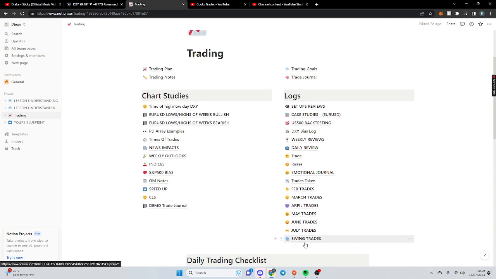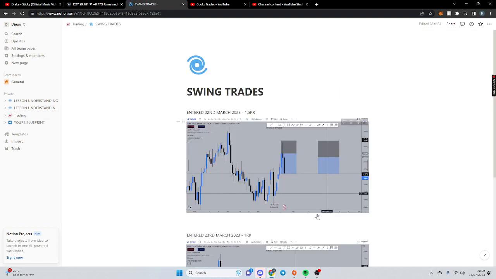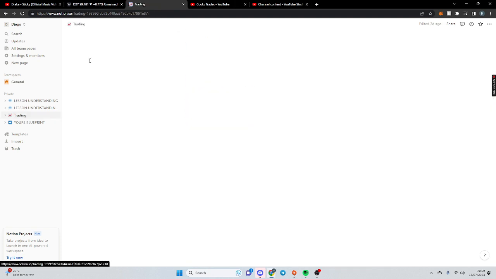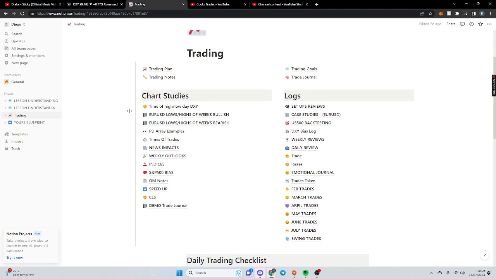This is swing trade, so I don't really swing trade, but I did the same here. And yeah, Notion helps me a lot to just stay organized.